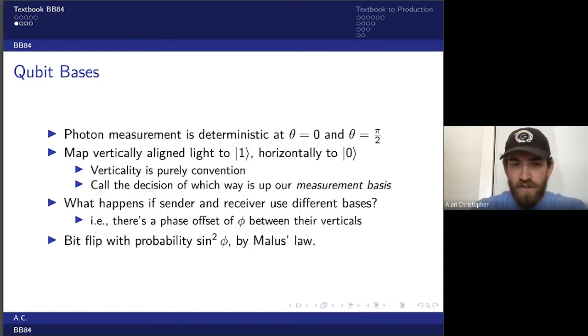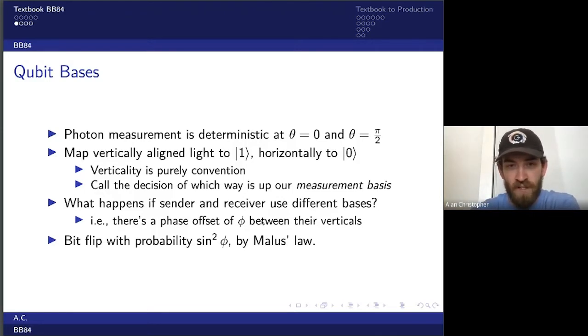And what's going to happen there, it's pretty easy to see by Malus's law, is that we're going to have a bit flip possibility. And that bit flip is going to be in accordance with the square of the sine of this phase angle phi. And just to take a concrete example, if we've got a 1 coming in and then this slight angle phi, then we still have a cos squared phi chance that it gets through just fine. But that remaining probability, that remaining sine squared phi chance, is going to exist that it gets absorbed and therefore treated as a 0. So it will have been flipped.